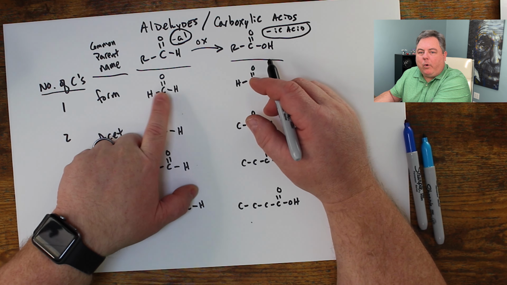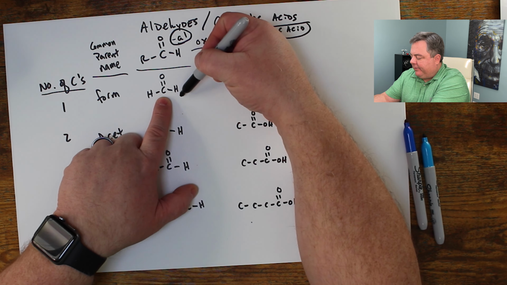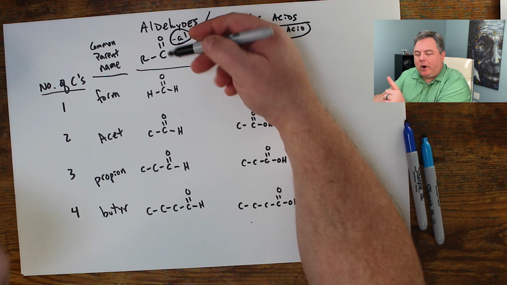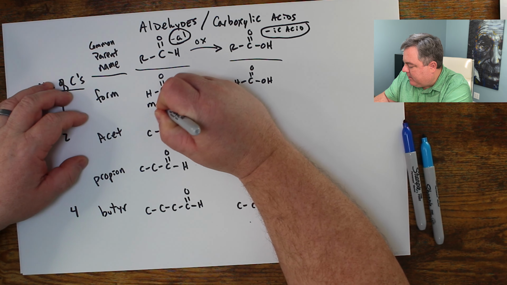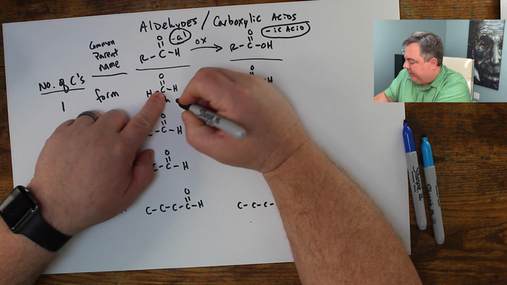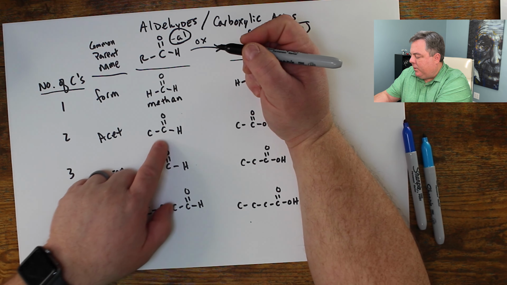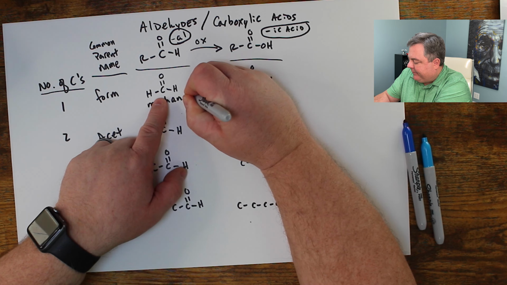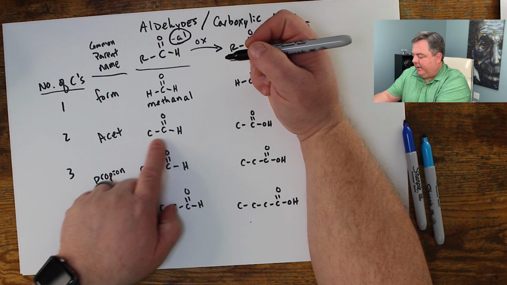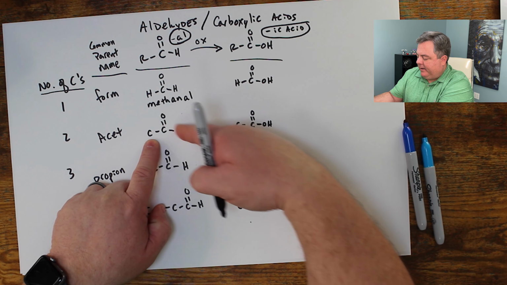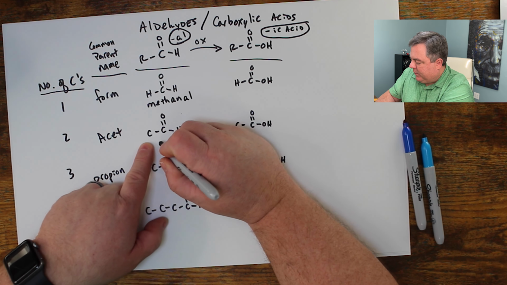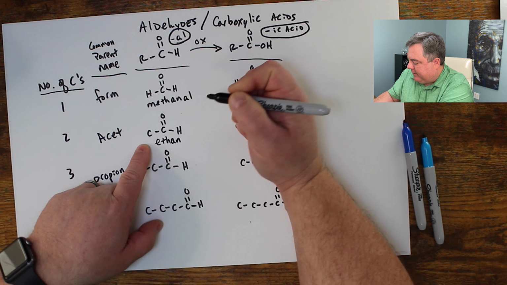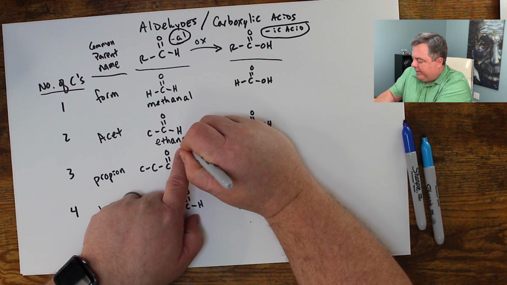So if we have 1 carbon and there's a hydrogen on the carbonyl, so it's an aldehyde, 1 carbon would be meth. So this comes from methane. We'll remove the E on the end and put the AL suffix, that's methanal. A 2-carbon aldehyde, carbonyl with a hydrogen, comes from ethane. So we'll drop the E and we'll call that ethanal.